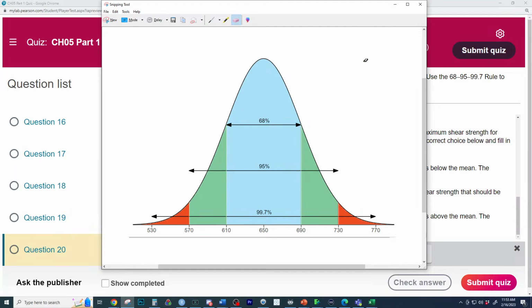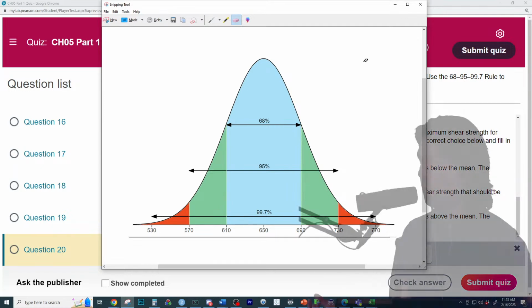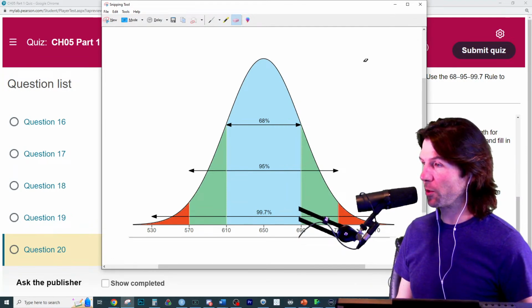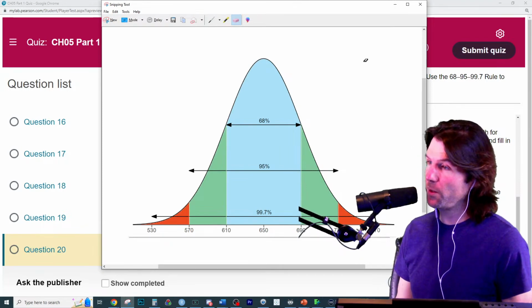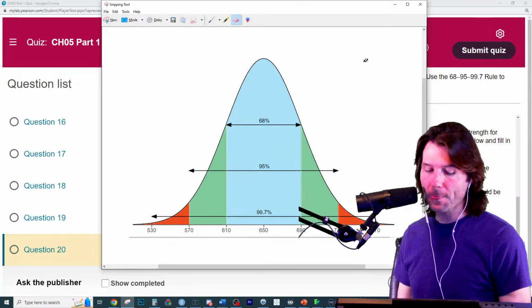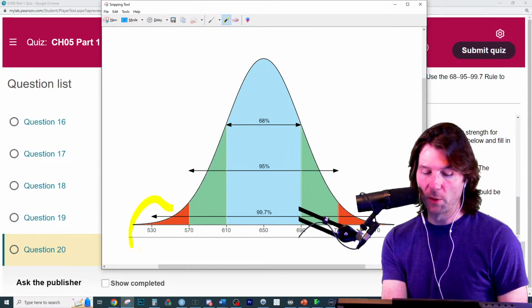If a company said we need a shear strength of 200, would you sell them a widget? I definitely would, because our average widget has a shear strength, and the strength is how much it can handle, of 650. So would you be pretty confident in our product? Because we should handle about 650 on average. And if you look on the lower end, it's nowhere near 200.